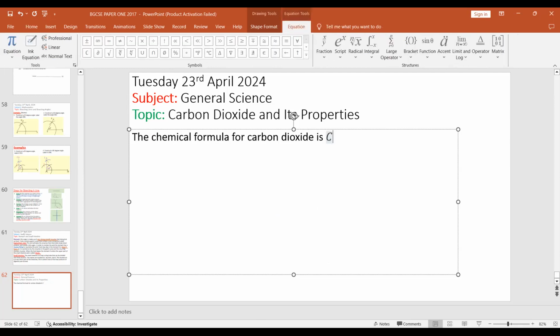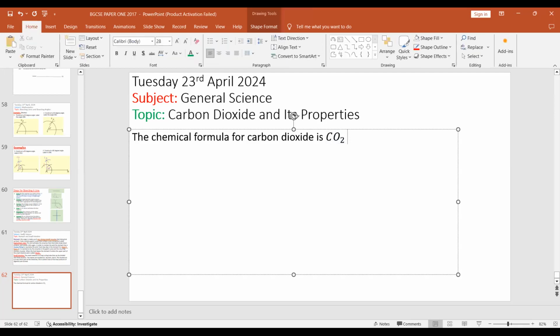So CO2, let me put this here. That means that we have 2 oxygens and 1 carbon atom. So the chemical formula for carbon dioxide is CO2. This indicates that carbon dioxide is made up of 2 elements. What are the elements? Carbon and what? Oxygen.